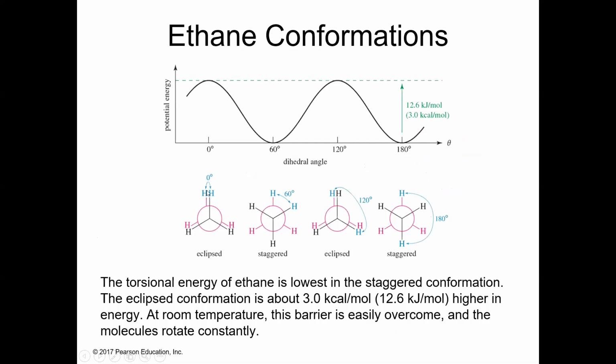When the hydrogens are lined up like this, it is called eclipsed. And this is the highest energy conformation. You have repulsion between the electron cloud on this hydrogen and on this hydrogen. So these hydrogens are pushing each other away, and that's what's called torsional strain. The difference between the eclipsed and the staggered is about 12.6 kilojoules per mole. At room temperature, this rotates freely and that energy barrier is easily overcome.